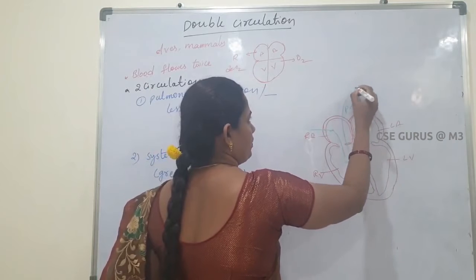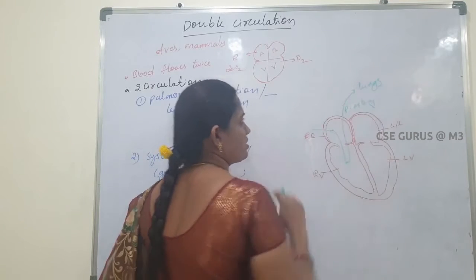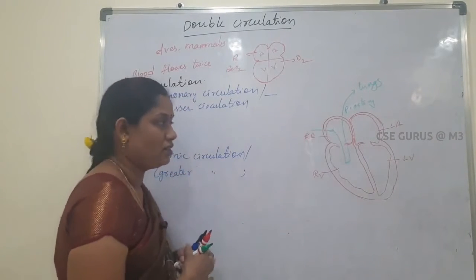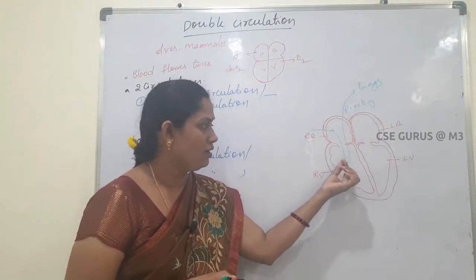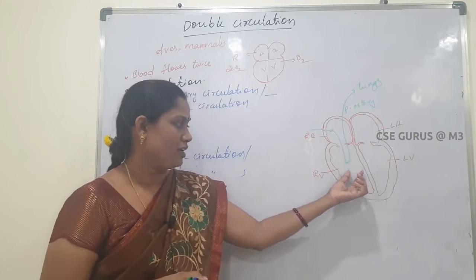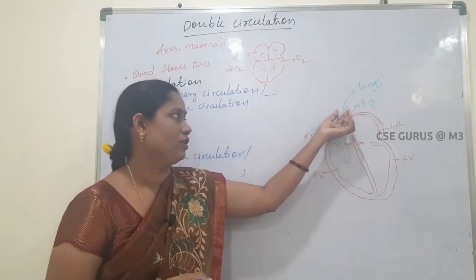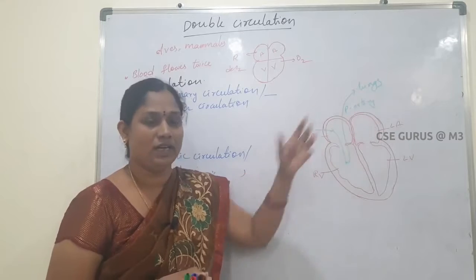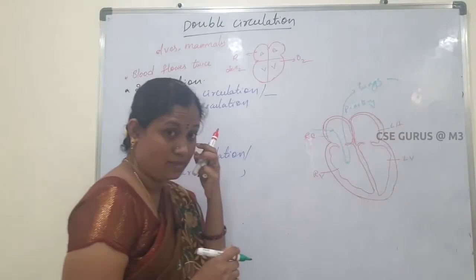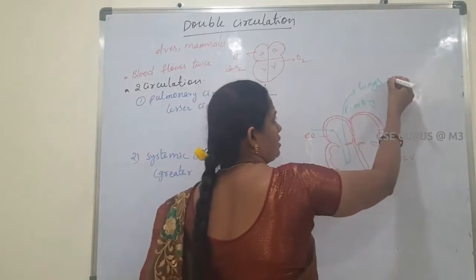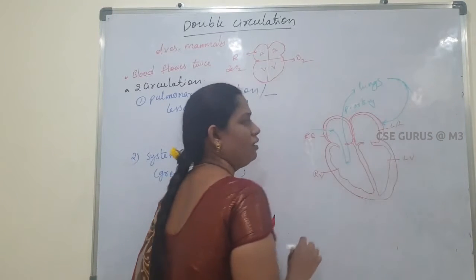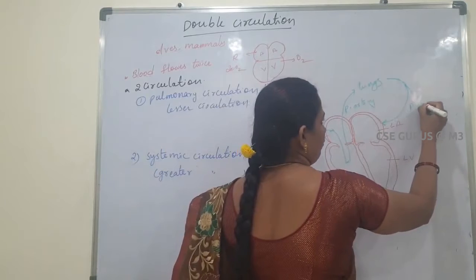pulmonary artery. Through the pulmonary artery it reaches the lungs. From the right ventricle, blood flows to the lungs through the pulmonary artery. After that, the blood purification process takes place. The oxygenated blood then flows into the left atria through the pulmonary veins.